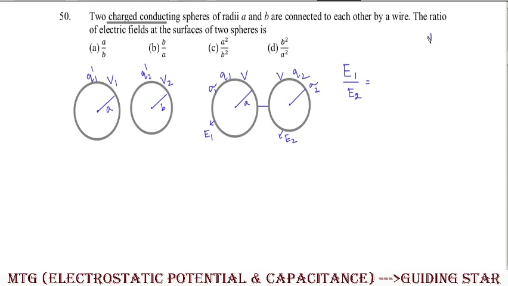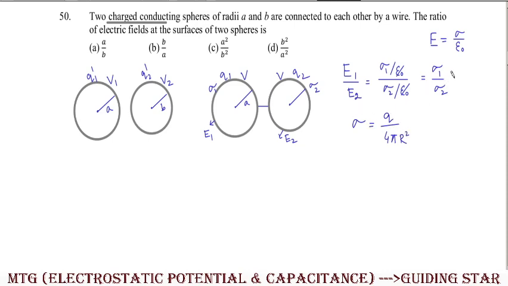We know that the electric field just outside the surface of a charged conductor having surface charge density sigma is sigma upon epsilon naught. So E1 is equal to sigma 1 upon epsilon naught, and E2 is equal to sigma 2 upon epsilon naught. These two will get cancelled out, so it will be sigma 1 by sigma 2. But what are sigma 1 and sigma 2? Surface charge density is charge per unit area, that is, charge stored divided by the surface area of the given metallic sphere, and the general formula is 4 pi r square.